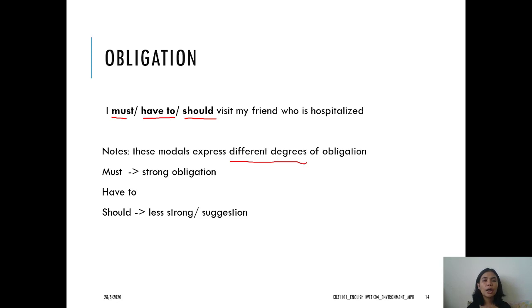So "must" is a strong obligation, like you must do this or there will be consequences. With "have to," you still have consequences, but not as strong as with "must." And if it is "should," then it is more like a suggestion rather than an obligation. So this is the use of modals to express obligation.